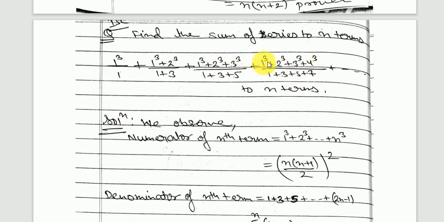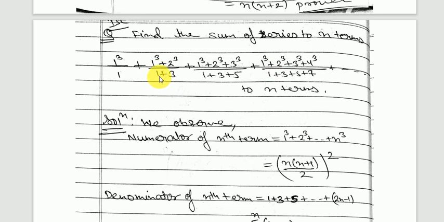Here you can see the numerator of the fourth term: 1 cube plus 2 cube plus 3 cube plus 4 cube. So that means if I want to write the nth term, I have to write 1 cube plus 2 cube plus so on plus n cube. So the numerator of the nth term will be 1 cube plus 2 cube plus so on plus n cube. And now try to observe the denominator.